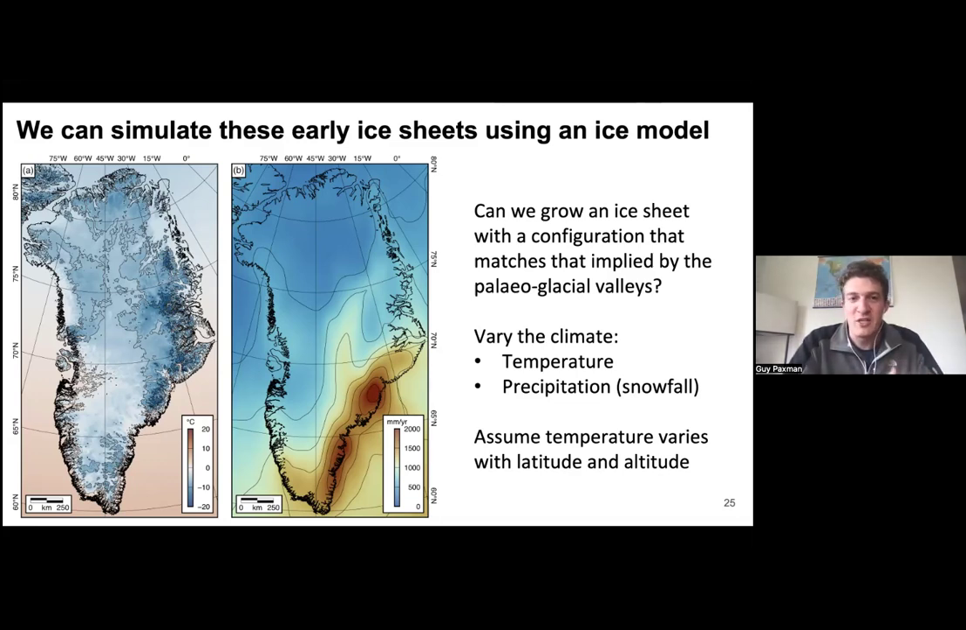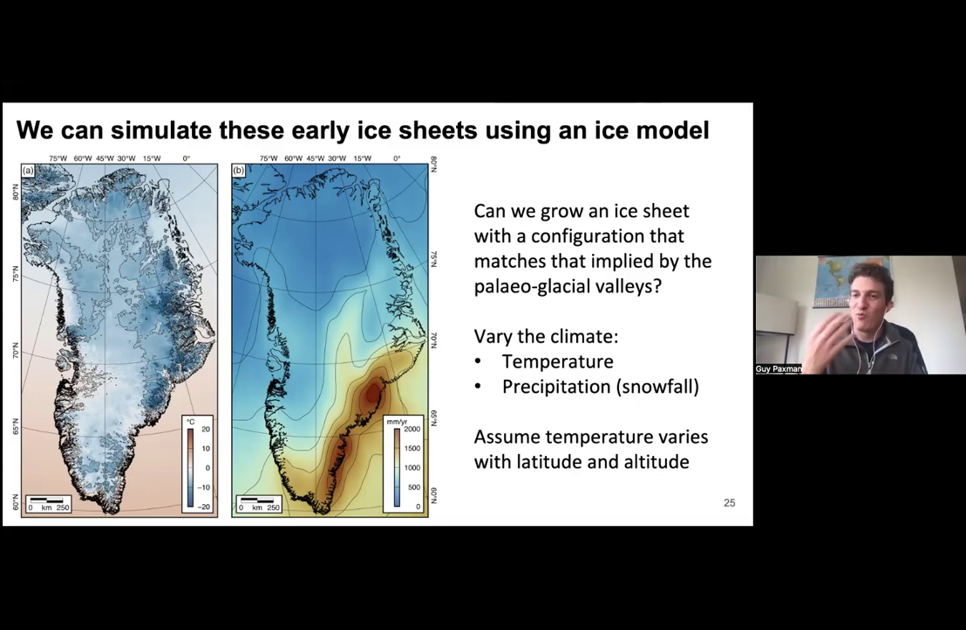So the way we've done this is a very simple ice sheet model experiment, which we just set up using the parallel ice sheet model. And in this, all we do is vary the climate. We vary the temperature across Greenland with a few different configurations, and we vary the precipitation as well. So we think about how the precipitation varies across Greenland. It's a very simple approach where we assume that temperature varies with latitude and with altitude. So it's really simple, almost back of the envelope type ice sheet modeling.